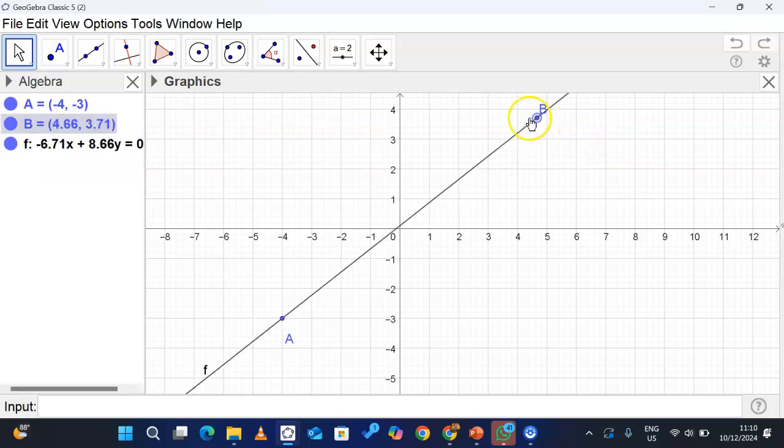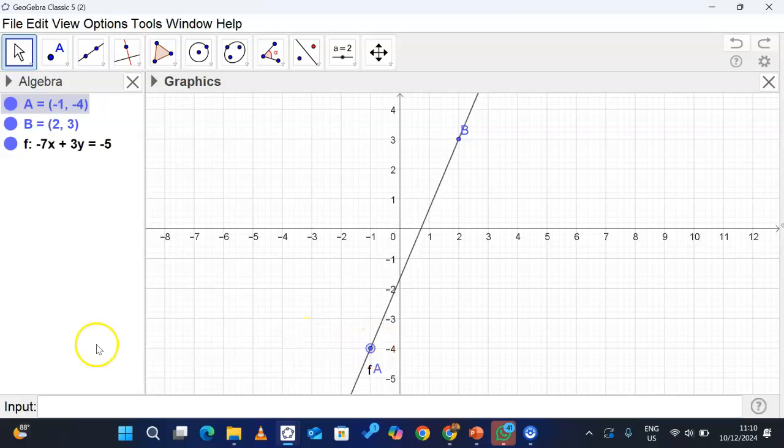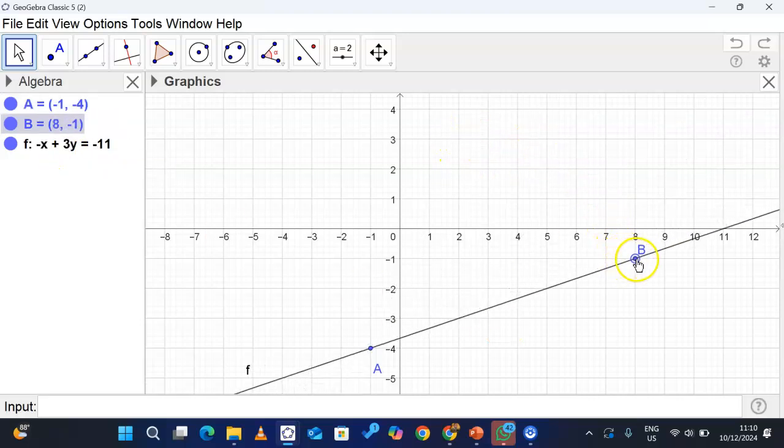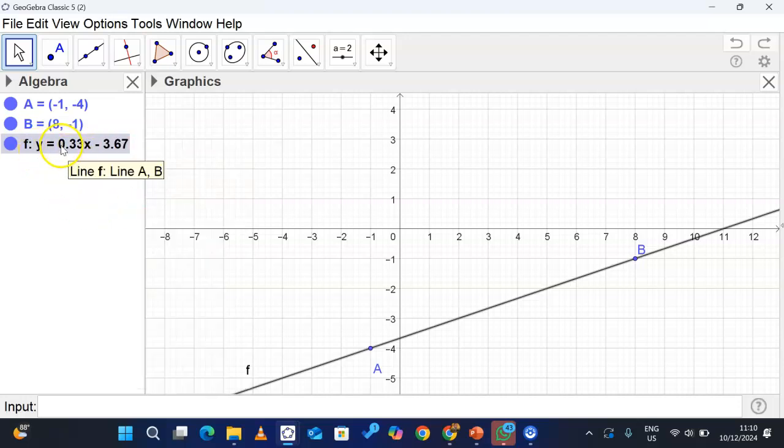As I change the point B or A, you see that the equation also changes. So when I go this way, you can also see the change here as well. Any line that you draw must have an equation. An equation can be in this form, or it can be in the form y equals mx plus c, like y equals 0.33x minus that. Now let's see what happens to the various parameters of a linear equation.